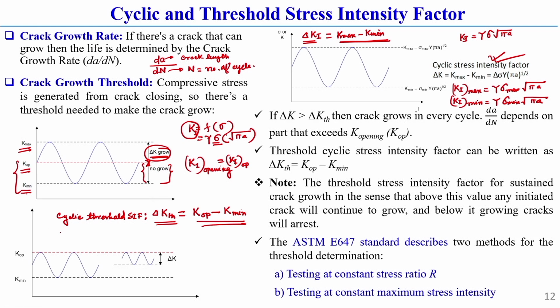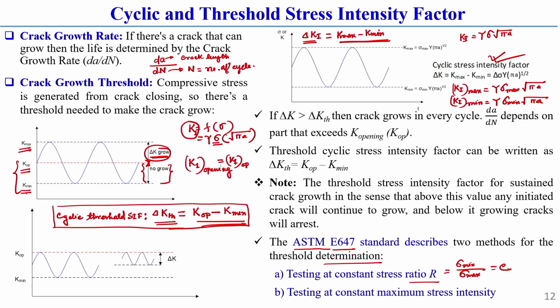Apart from this, this cyclic threshold stress intensity factor we can estimate by using the ASTM standard E647, this you should keep in mind. This standard describes two methods for the threshold cyclic stress intensity factor. One method is testing at a constant stress ratio R. What is stress ratio R? You know, stress ratio R is sigma min by sigma max.